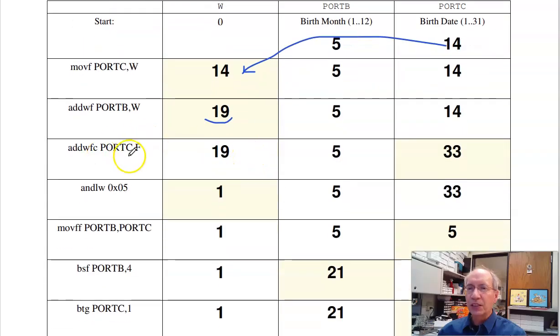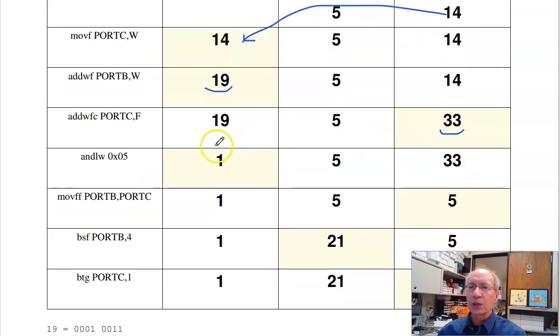Add with carry, port C to W, put the result in port C. There was no carry, so 9 plus 14 is 33. Do a logical AND operation. W and 5. So 19 is 10011. 5 is 00101. And the two together, wherever there's two ones, they get a 1, otherwise get a 0. I get the number 1. So 19 and 5 is 1.